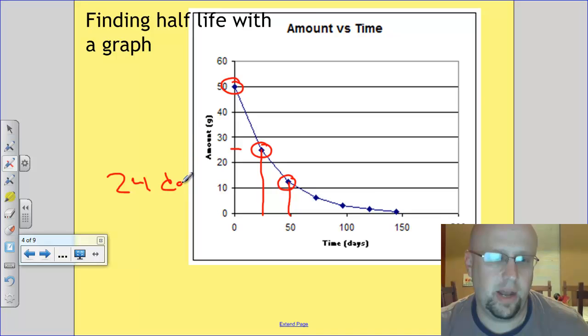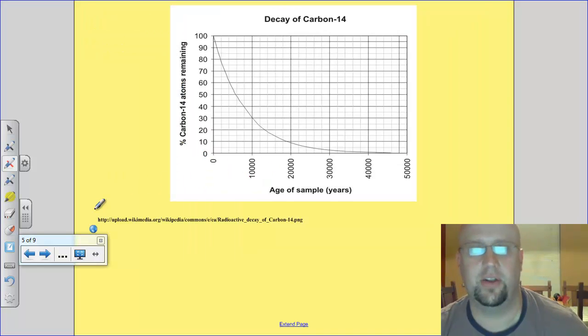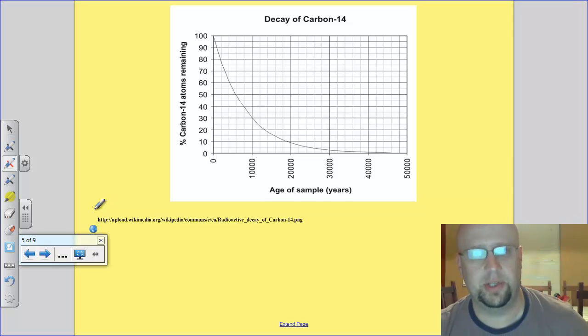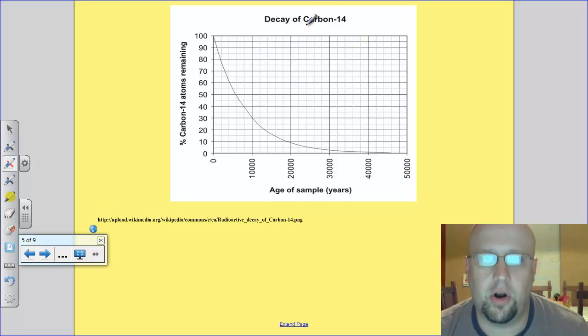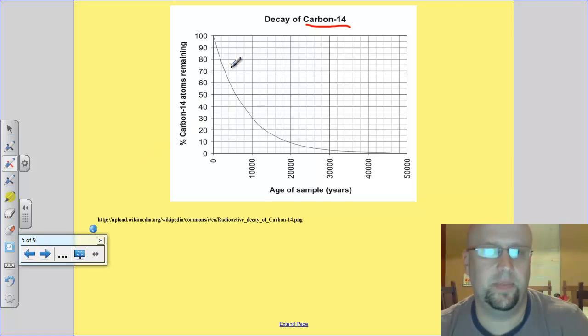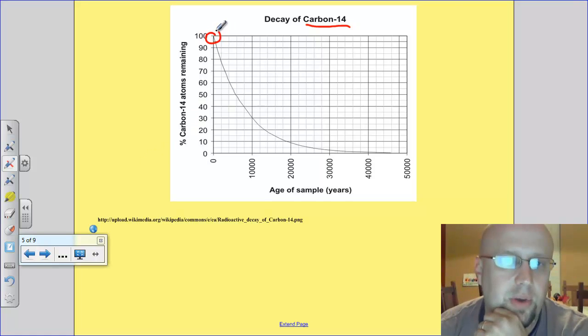Okay? Now again, how do we make sure that we've got a pretty good handle on this? This is a real element, a real isotope. It tells you what it is up here. This is carbon-14, very common. This is what we use for radiocarbon dating. Okay, so we're going to look at what we start with, which is up here, 100 grams. And so we're going to go down to 50 grams right here.